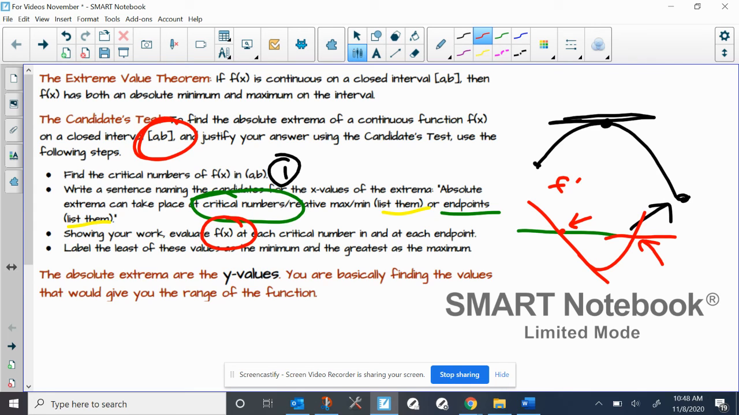The very last step is you label which one is your max and which one is your min. Now, what you need to remember is that these are the y values. I'm not asking the x value when I'm asking for the absolute extreme. I'm asking what is the height. So basically, you're finding the range. The minimum is the lowest value of the range, and the maximum is the highest value of the range. And this is of the original function.